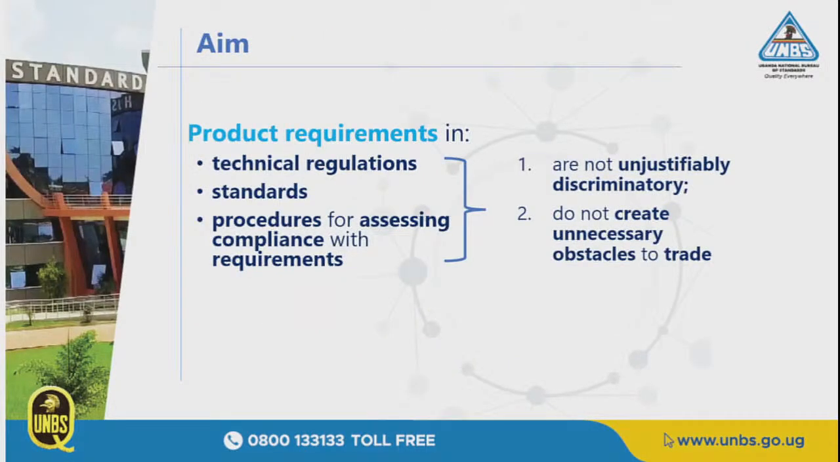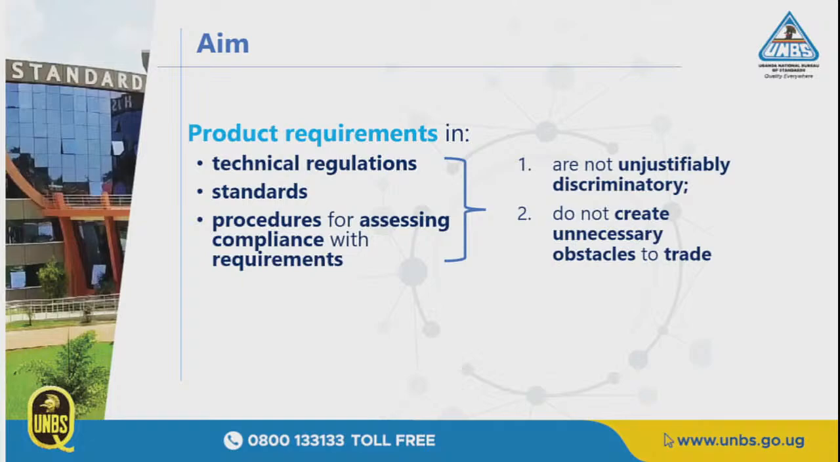So what is the aim of the TBT agreement? The aim is to ensure that product requirements that are contained in technical regulations and standards, and for assessing compliance with requirements in standards and technical regulations, are not unjustifiably discriminatory. They do not discriminate. And then again, they should not create unnecessary obstacles to global trade.